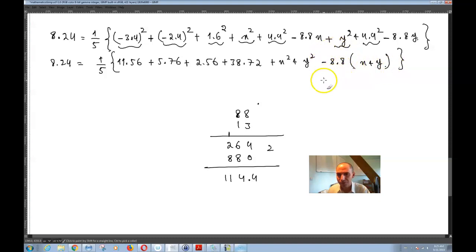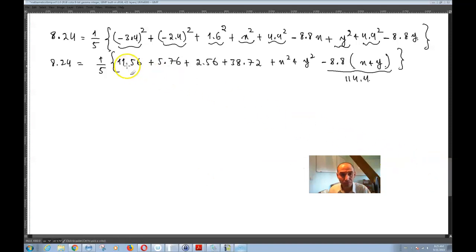So over here I have negative, so instead of this I can write 114.4. And then if I add all of these numbers together, I'll get 11.56 and 5.76 and 2.56 and 38.72, and then over here I have negative 114.4.